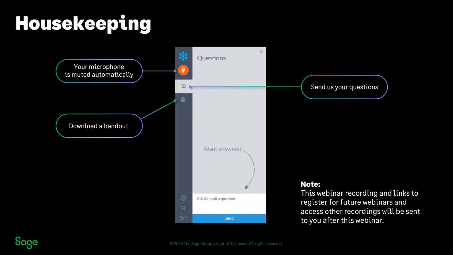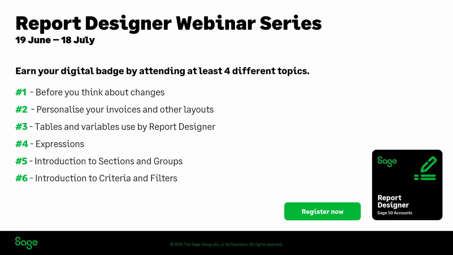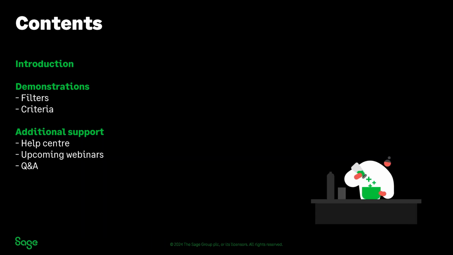Okay, let's have a look at what we're going to be covering in today's session. So we're going to start with a little bit of an introduction, a little bit of background to criteria and filters. We'll then run through some demonstrations for filters, and then we'll move on to criteria. And then just at the end, we'll explain more about the additional support. So again, a lot of what we cover, we like to try and do as many demonstrations as possible just to show you what that looks like. Remember, you will have that recording available to you afterwards as well.